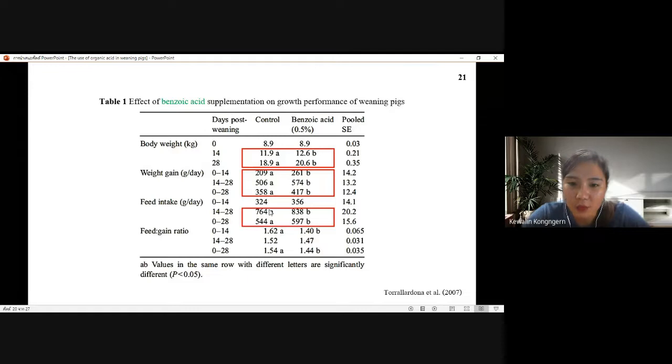The benzoic acid group has higher feed intake than the control group in day 14 to 28 and day start to 28. And for feed per gain ratio, we will see the benzoic acid group has a greater result than the control group on day 0 to day 14 and day 0 to day 28.